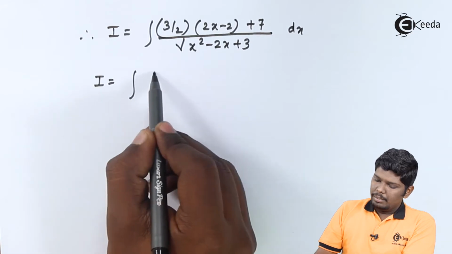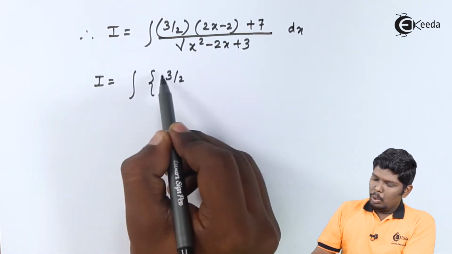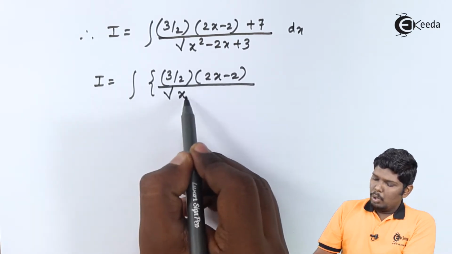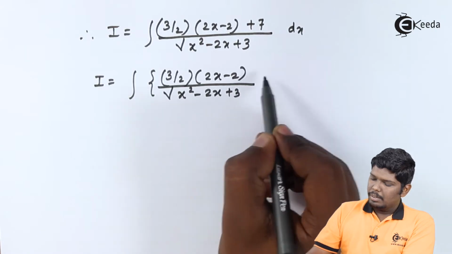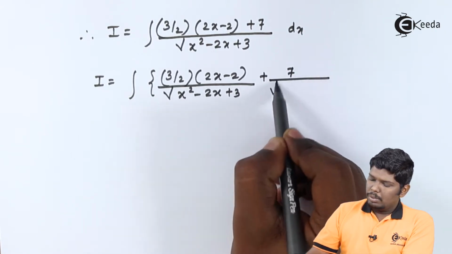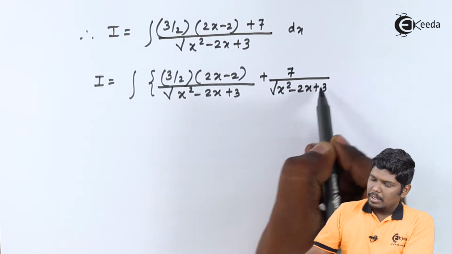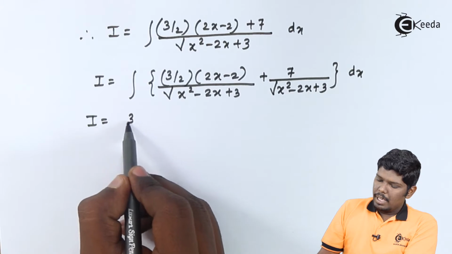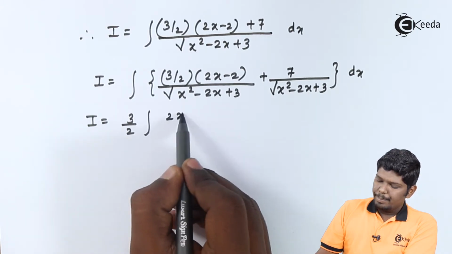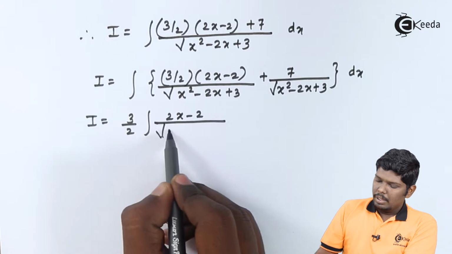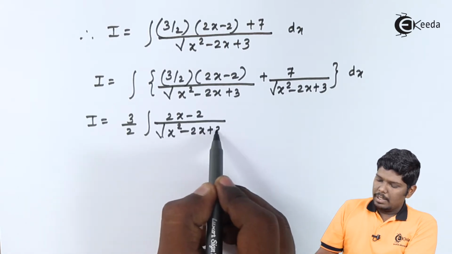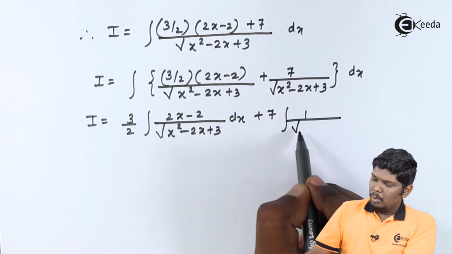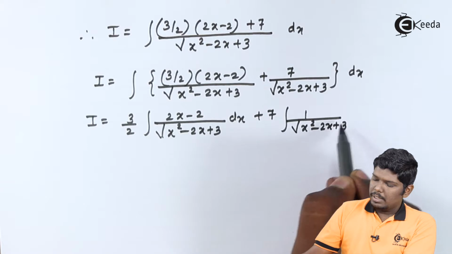This will give you integral 3 upon 2 into 2x minus 2 upon under root of x square minus 2x plus 3 plus 7 upon under root x square minus 2x plus 3 dx. On separating integrals, we have 3 upon 2, constant from the first part, into integral 2x minus 2 upon under root x square minus 2x plus 3 plus 7 integral 1 upon under root x square minus 2x plus 3 dx.